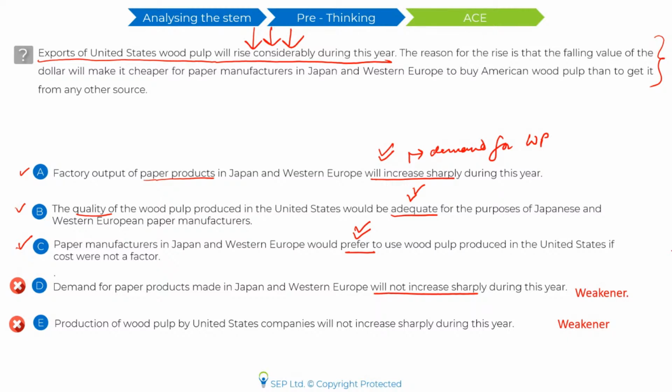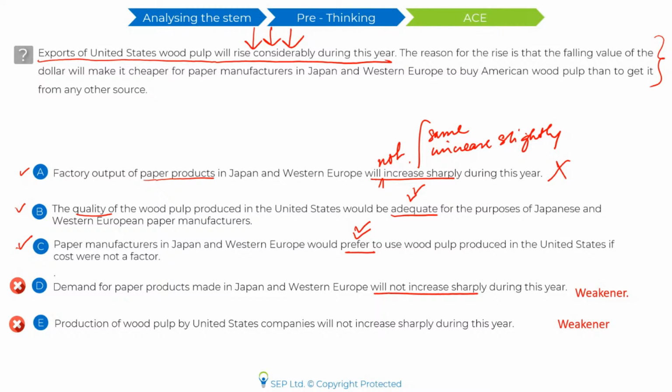What is necessary? See, if I negate A, A says will not increase sharply. Now, will not increase sharply means it could remain the same or it could increase slightly, right? Even if the demand remains the same and the Japanese and Western European buyers decide that they would like to buy from US because US wood pulp is cheapest, then also the exports will rise considerably. So this is not necessary, okay?